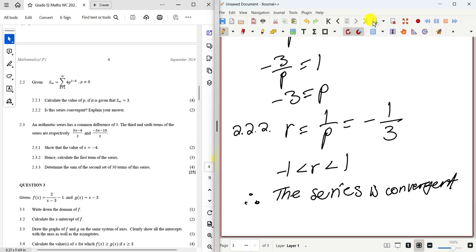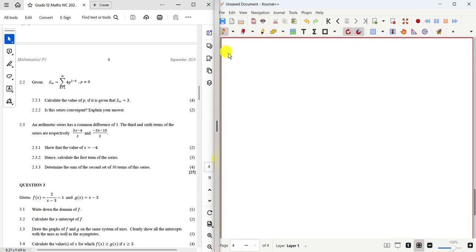Proceeding. Let's see now. 2.3, very interesting. An arithmetic series has a common difference of 3. The third and sixth terms of the series are respectively (3x minus 4) all over 2 and (negative 3x minus 10) all over 2.